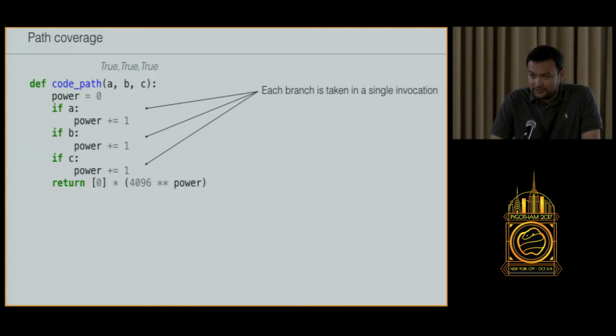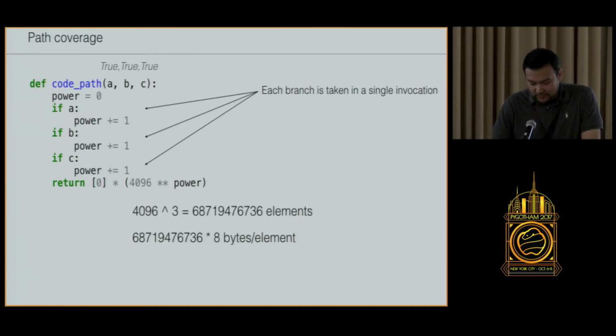So if I pass it true, true, true, right now I'm allocating 4K to the third power, which is a really big number. And at 8 bytes an element to store the pointers there, it comes out to 512 gigabytes. So if one value is true, we're allocating a 4K array. If two values are true, we're allocating 128 megabytes. And if three of them are true, you will probably either crash your program or at least slow it down by quite a bit. And so this is the kind of thing that a fuzzer can check.